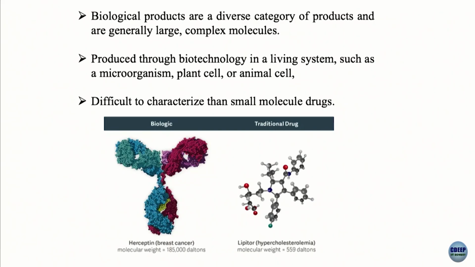Now, compare that with a biological drug. Any biological drug, starting from peptide to bigger protein, is very large in size. Like Herceptin, a breast cancer drug, a monoclonal antibody, is 185 kilo Dalton, versus 600 Dalton for a small molecule. Now, we have to produce this protein.